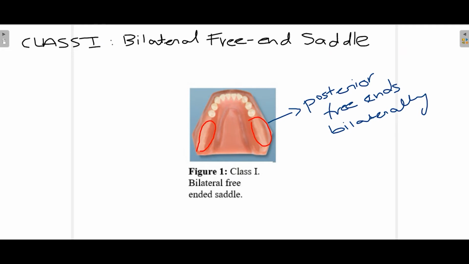So firstly we'll talk about class 1, which is bilateral free end saddle. Now what do we mean by this? Bilateral means being present on both sides. Free end basically means that in this picture, this is the area where there are no teeth present, and you can see posteriorly no teeth are present, so this is known as free end, and the saddle area is this area. So in this case this is bilateral, present on both sides, free end with no teeth posteriorly, only anteriorly present, and a saddle area. So class 1 is bilateral, free end saddle.